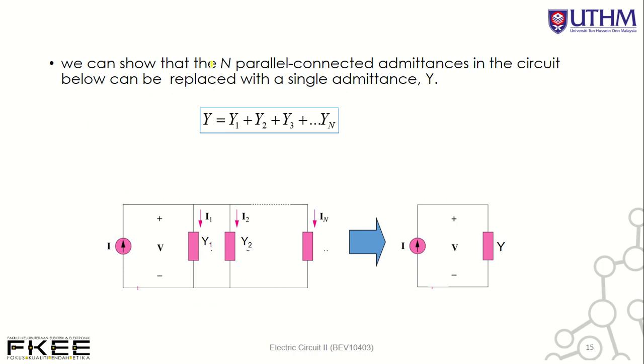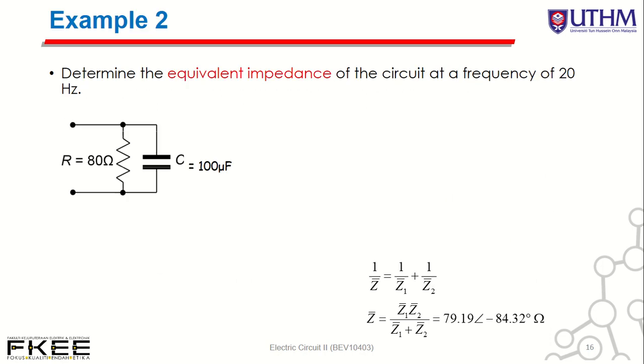Okay, so we can show that the n parallel connected admittances in the circuit below can be replaced with a single admittance. You can write in admittance, let's say you have a parallel circuit Y1, Y2 and Y3 until Yn, for example. You can write total admittance equal to the summation of Y1, Y2 and Yn. This is the equivalent admittance Y. Let's say given Z, you can convert from Z to Y first, and then you can calculate total Y. Okay, look at example 2.